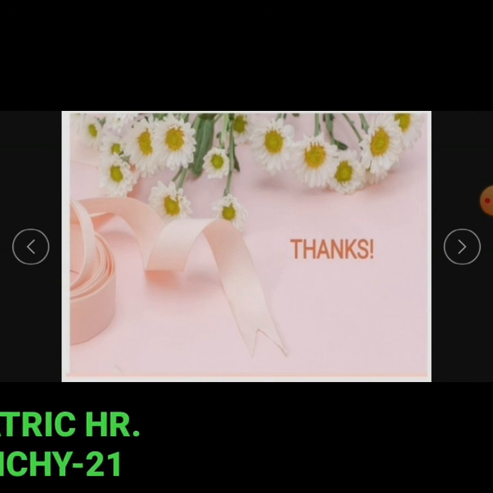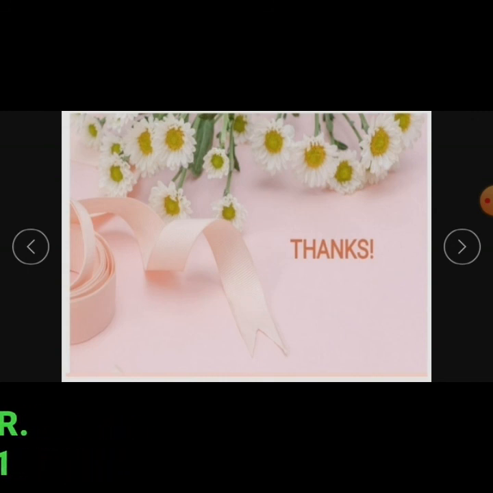Students, I hope you have understood about exothermic and endothermic changes and periodic and non-periodic changes.